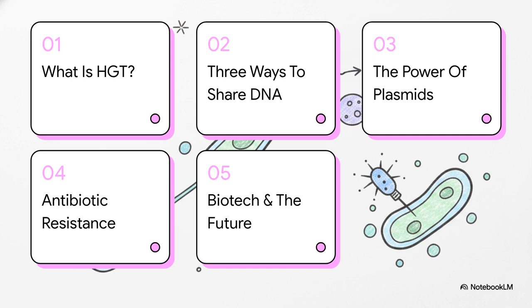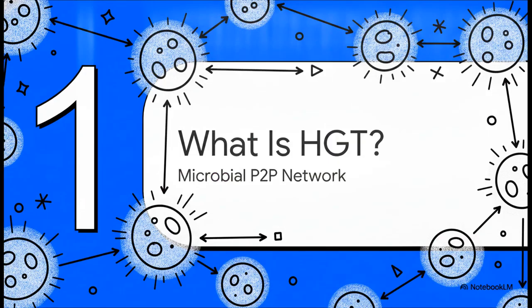First, what is horizontal transfer? Second, 3 ways to share DNA. Third, the power of plasmids. Fourth, the antibiotic resistance crisis. And finally, biotechnology and the future. Let's start with Section 1.